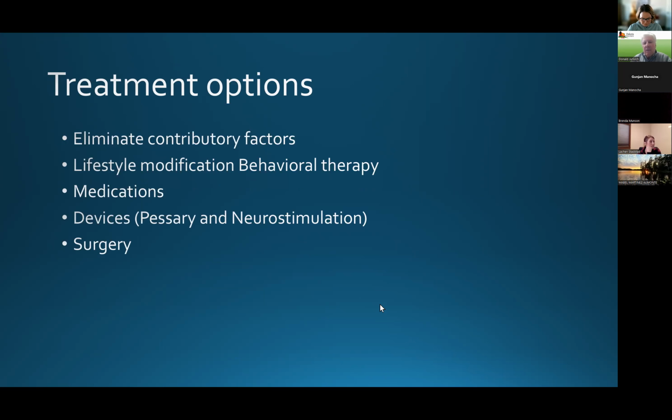Some of the treatment options that we look at are to eliminate contributory factors, such as not being able to get to the bathroom on time, maybe having a bedside commode or a bedside urine bottle. Certainly, there are some lifestyle modifications we can talk about that include behavioral therapy. We'll talk a little bit about medications. And again, I've already done a disclosure on that, and my clinical approach is to not resort to medications right from the beginning. And then there are some devices that are available that include things like pessaries for cystoceles. And also we'll talk about neurostimulation, and then finally surgery.